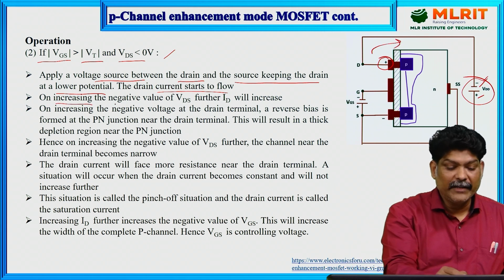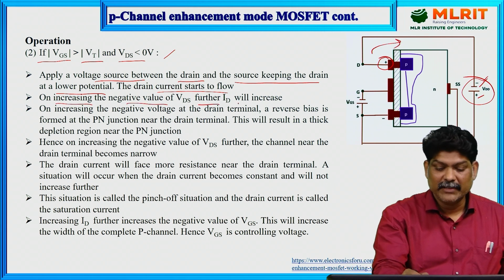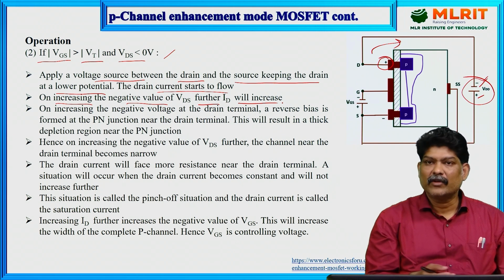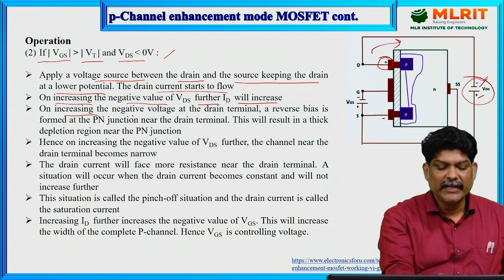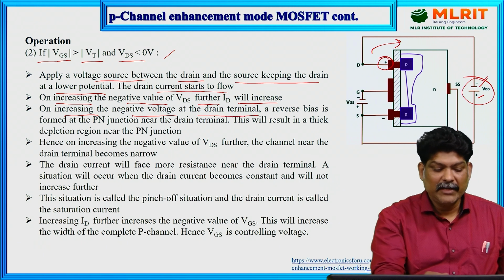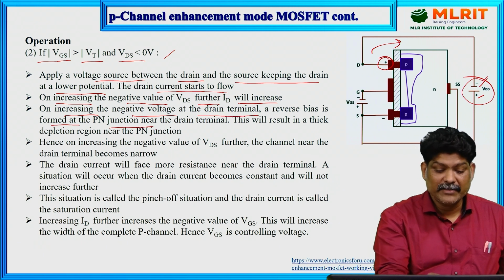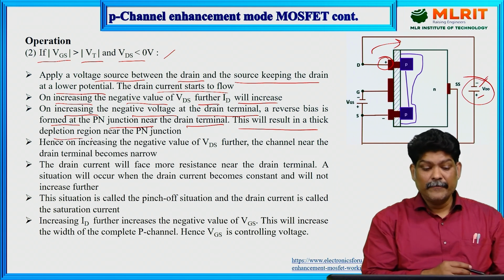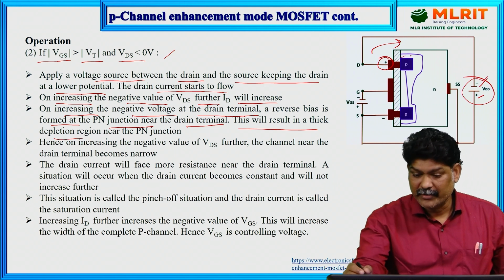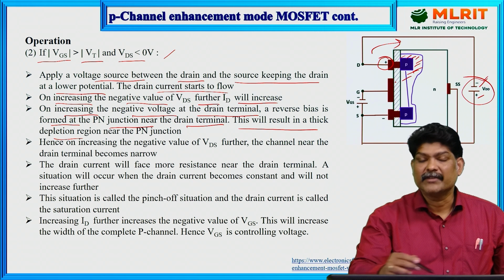Now on increasing the negative value of VDS further, ID will also increase. So the drain current also increases if you increase the drain to source voltage. On increasing the negative voltage at the drain terminal, reverse bias is formed at the PN junction near the drain terminal. This will result in a thick depletion region near the PN junction. So you can observe here, this is the thick depletion region.